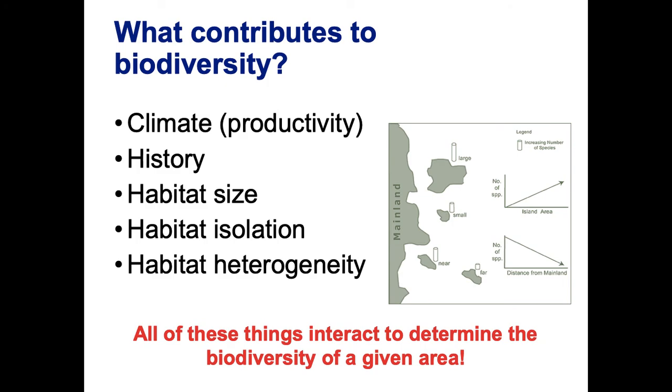So what contributes to biodiversity? We get climate, history, habitat size, habitat isolation, and habitat heterogeneity. All of these interact to determine the biodiversity in a particular area. So we have to think about all of them if we're trying to understand why one area has more species than another.